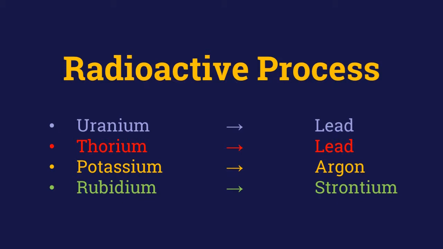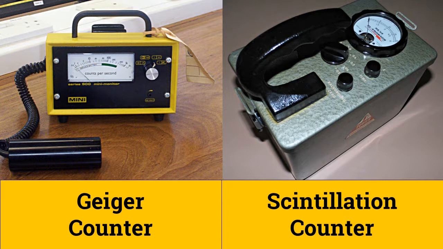Radioactive isotopes of uranium change to lead, thorium also changes to lead, radioactive potassium changes to argon, and rubidium changes to strontium. It is to be noted that only some isotopes of an element are radioactive and the process of conversion may be so slow that it could take millions of years. Geiger counter and scintillation counter are used in the field to measure radioactivity of minerals.